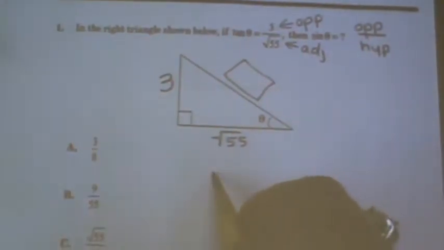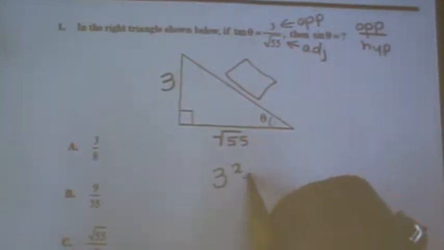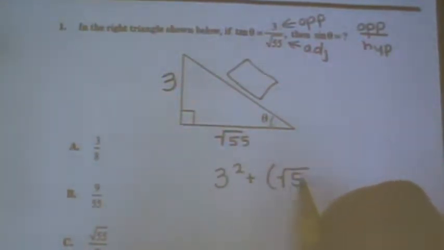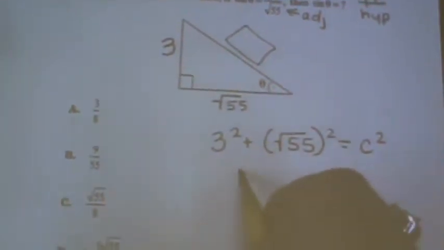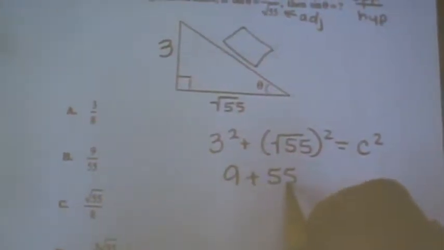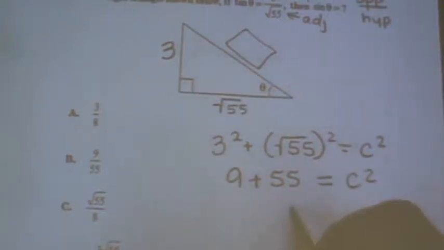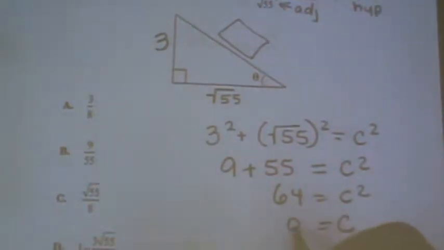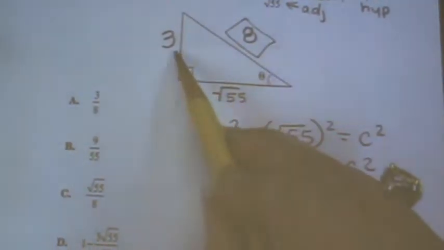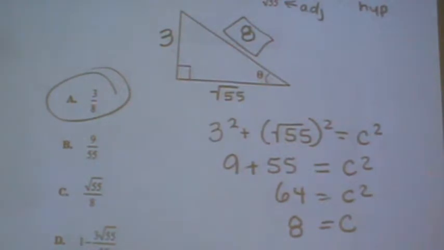The Pythagorean theorem, which says the two legs squared added together is equal to the hypotenuse squared. So you get 9 plus 55, which is 64, and take the square root, c is 8. So in reference to this angle, sine is 3 over 8, which is A.